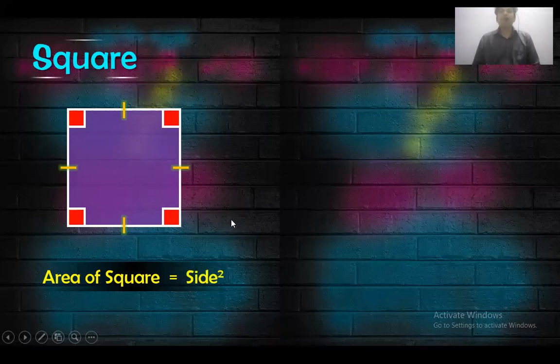So for perimeter, we added sides 4 times, but for finding area, we are multiplying the side 2 times. So 4 times and 2 times, but the first operation was just addition, and adding 4 times, I'm writing 4 into side, but multiplying two sides will give you side square. So I hope you are clear with the area and perimeter formula of a square also.